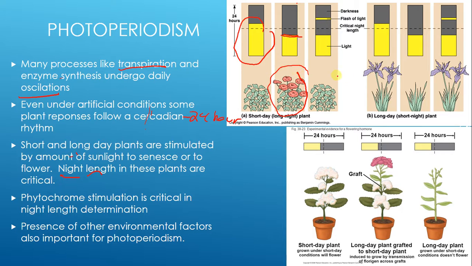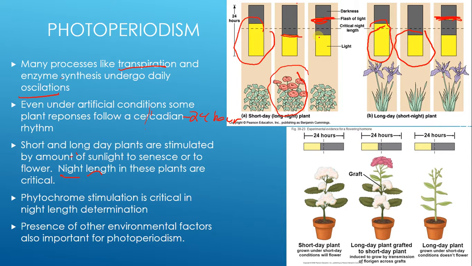bloom. Similarly, long day plants need beyond a certain period of daylight before they will bloom. If they don't have that amount of daylight, they won't bloom. Both plants, though, if you interrupt their night period with a flash of light, will respond. Interrupting the night period by exposing them to light will cause them to artificially bloom if they're a long day plant, or not bloom if they're a long night plant.